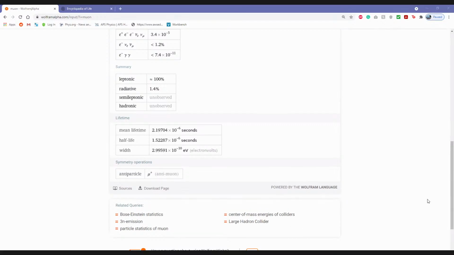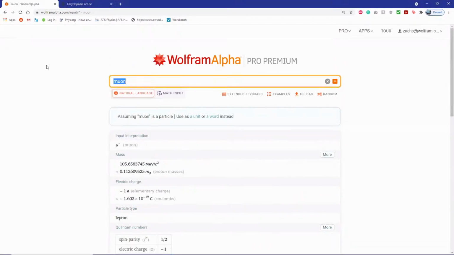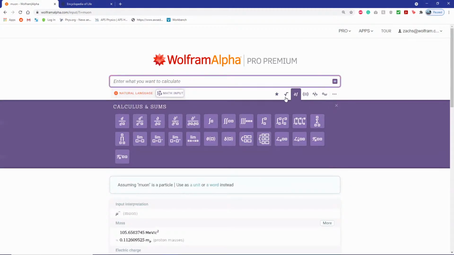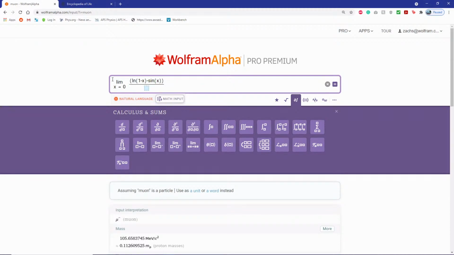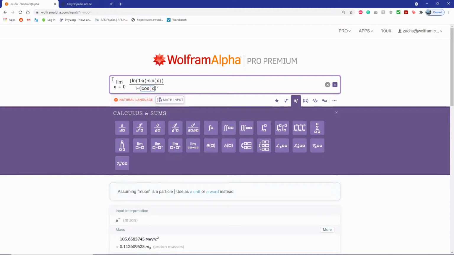Do you want to try a popular example we talked about, the limit from the movie Mean Girls? Do I have that copied and pasted somewhere? I can read it to you if you'd like. Do you want to do it in math input? So it's the limit as x approaches 0, and the function is the natural log of 1 minus x minus sine of x, all over 1 minus cosine of x squared. Yeah, you probably have to type it in like that. It's fine.